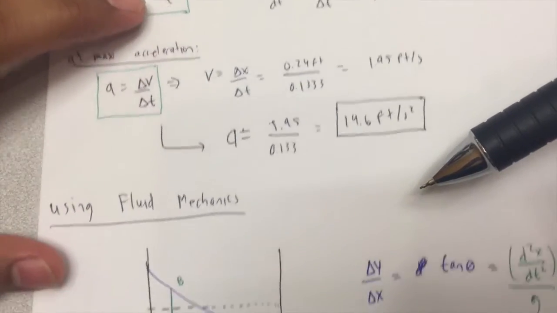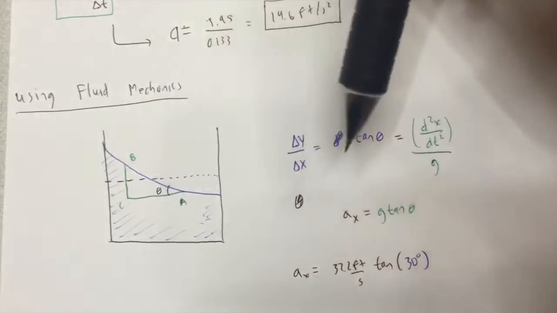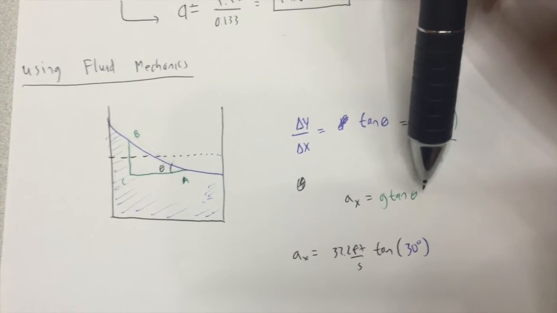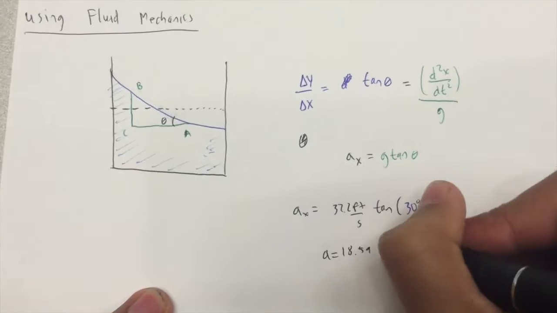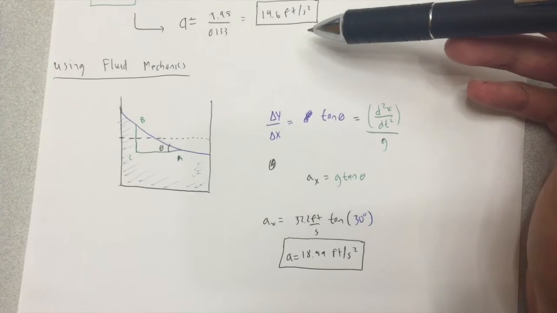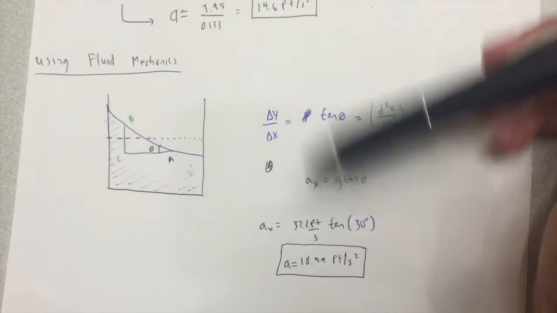Now there's another method we can do to solve this problem. If I know this angle, there's an equation I can use to solve for the acceleration. Gravity times tangent of the angle. I found that the angle is about 30 degrees, which gives me an acceleration of about 18.5 feet per second squared. Although they should be technically the same, there are different errors in the experiment that lead to different results, but they are pretty close.